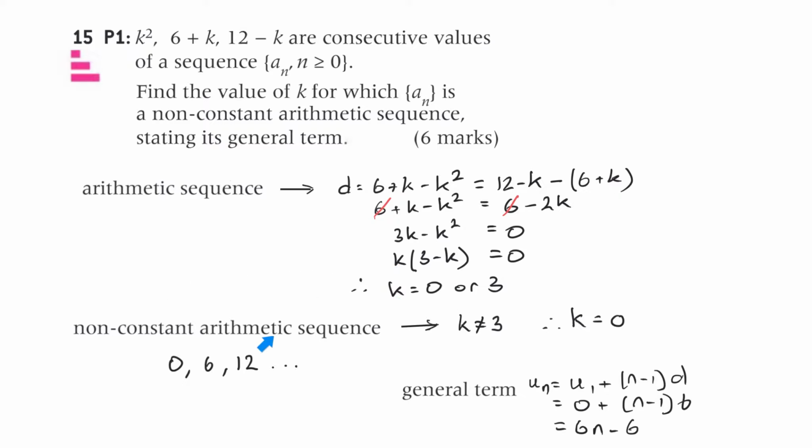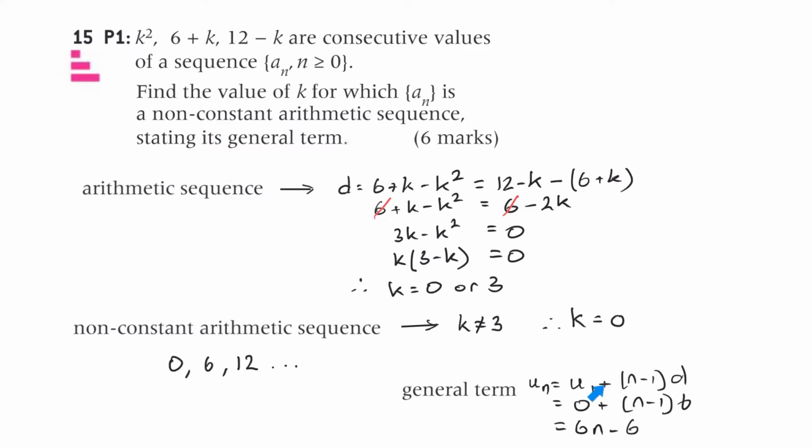Now it says it's a non-constant arithmetic sequence, so k can't equal 3, because if you put 3 in there, you've got 9, 9, and then 9. So they would be constant terms there. So we can't include 3, but we can include 0. And those terms would be 0, 6, 12, with a difference of 6, obviously.